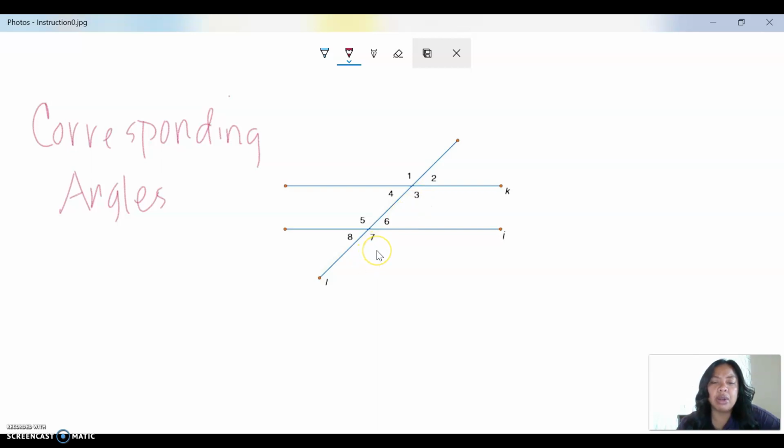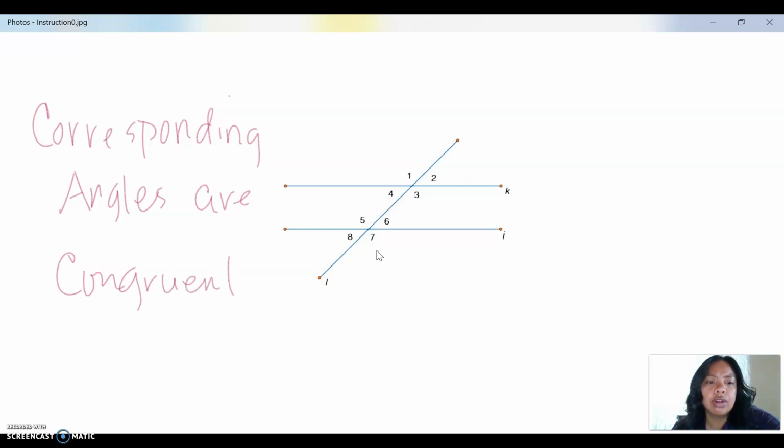Okay, so what's significant about corresponding angles when parallel lines are cut by a transversal is that corresponding angles are also congruent. They're equal. So if angle 1 was, let's say, 135 degrees, angle 5 will also be, whoopsies, I said 135, not 130, will also be 135 degrees as well. So they are equal.